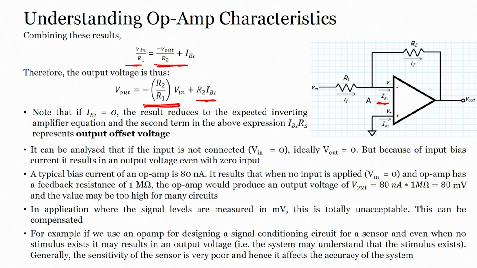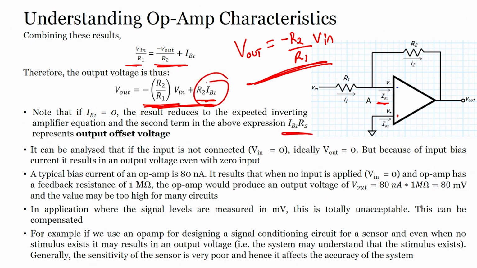So, note that if IB1 equals 0, the result reduces to the expected inverting amplifier equation. What is the expected inverting amplifier equation? V out equals minus R2 by R1 times V in. This is our expected output. But if IB is not equal to 0, then we have to consider V out equals minus R2 by R1 V in plus R2 times IB1. The second term in the above expression, IB1 R2, represents the output offset voltage.